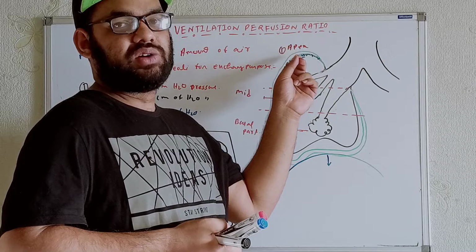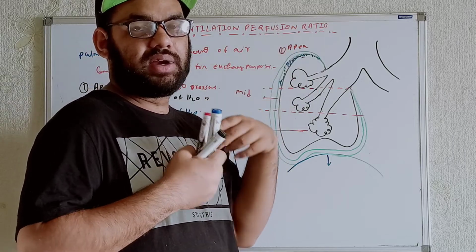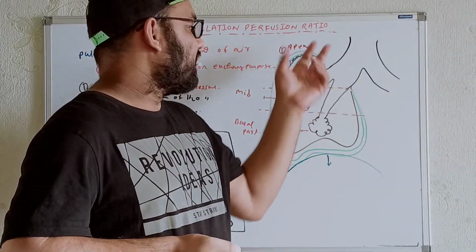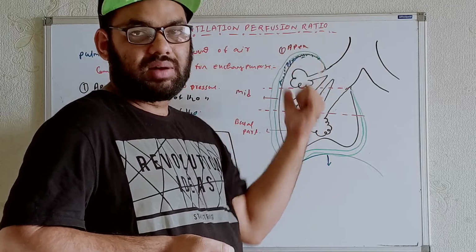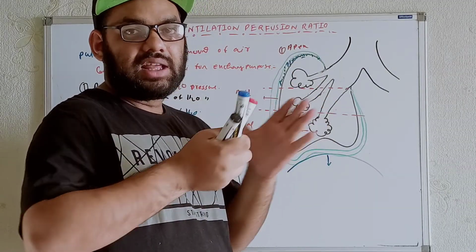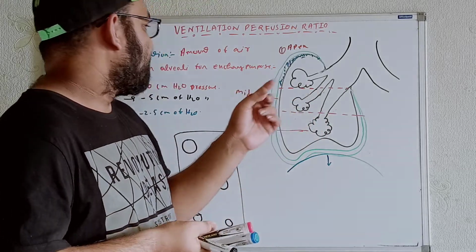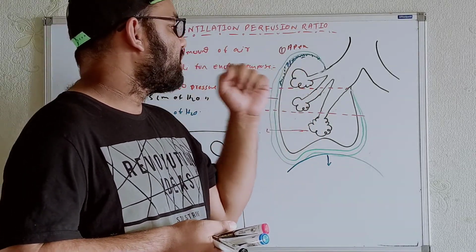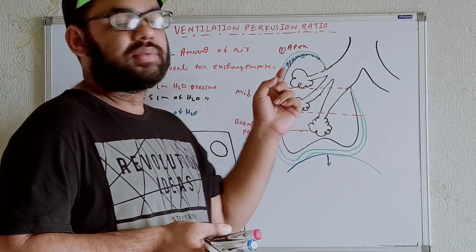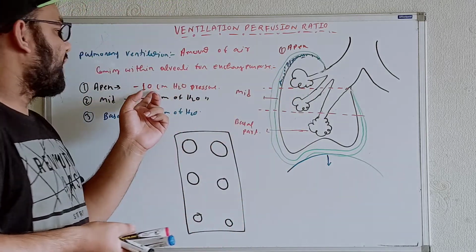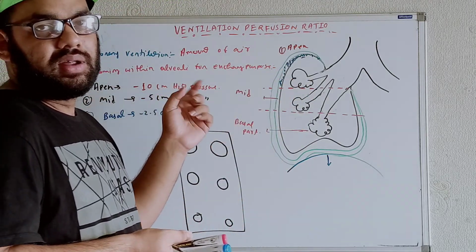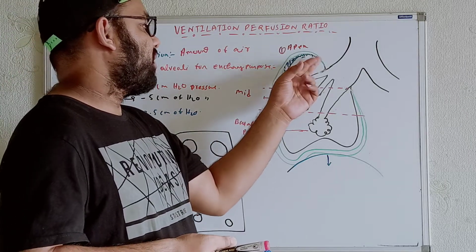Why is the negative pressure more over here? The chest is trying to expand and go upward, and due to gravity, the lung is trying to come inward. As a result, there will be intrapleural negative pressure. We will see the development of a larger amount of intrapleural negative pressure, around minus 10 centimeter of water over here. As a result, the size of the alveoli there will be larger.